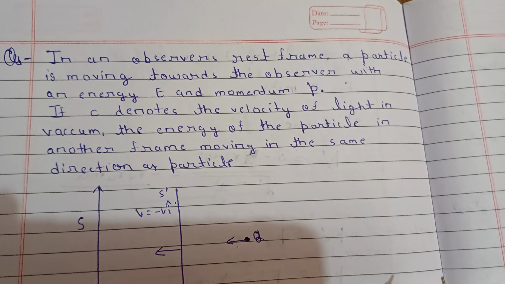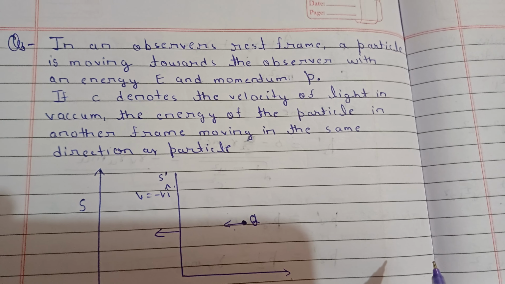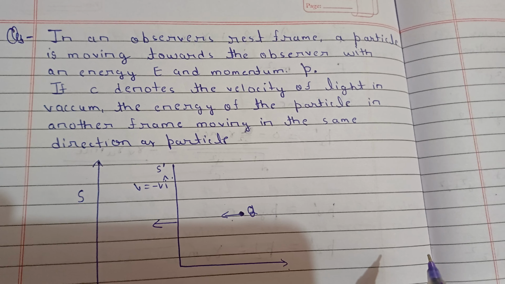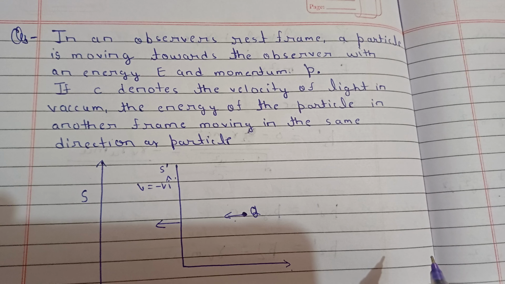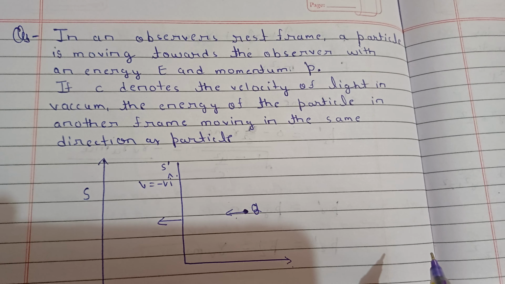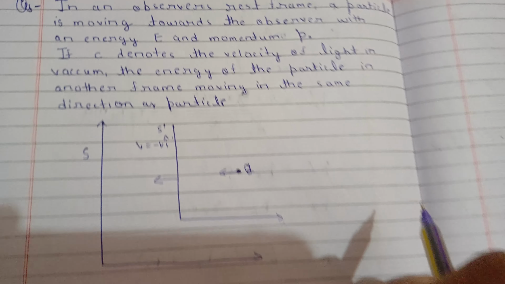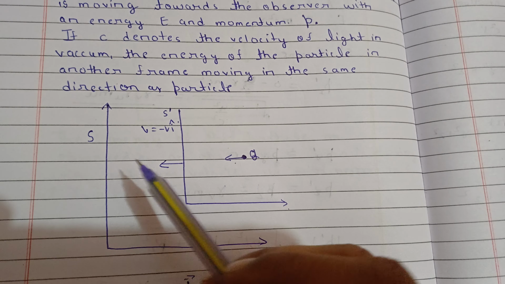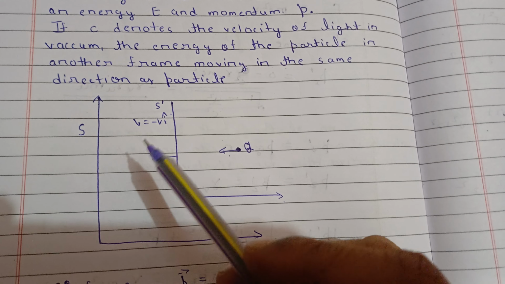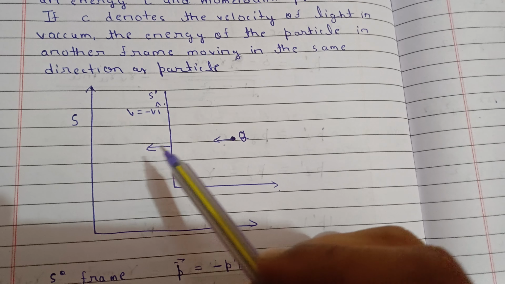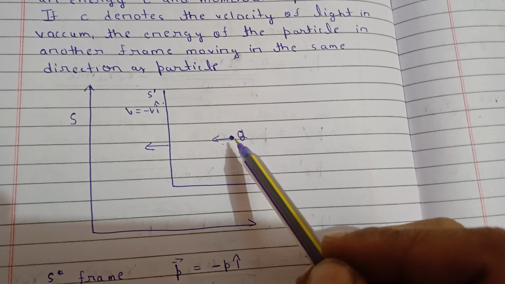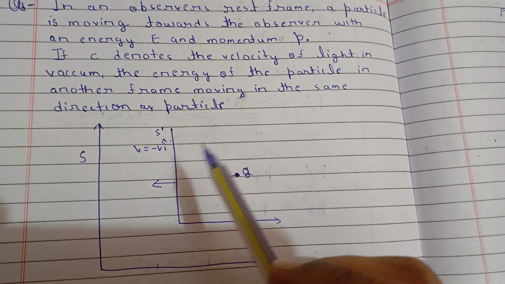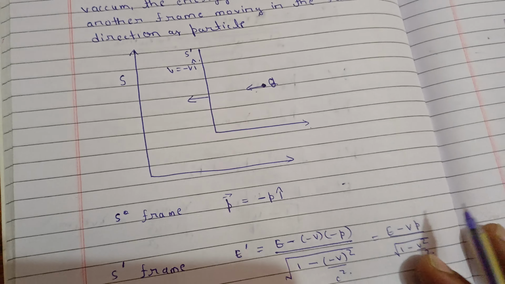In an observer's rest frame, a particle is moving towards the observer with an energy E and momentum P. If c denotes the velocity of light in vacuum, the energy of the particle in another frame moving in the same direction as the particle is... So what is given here is that this is our rest frame. A particle is moving in this direction towards this S frame, and there is one more frame, the S prime frame, also moving in the same direction as the particle. It is asked for the energy of the particle in this moving frame. So how will you calculate?